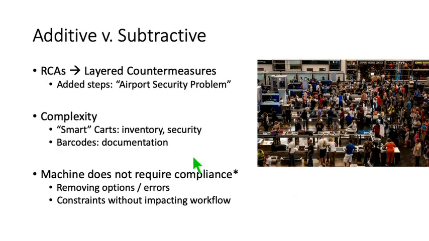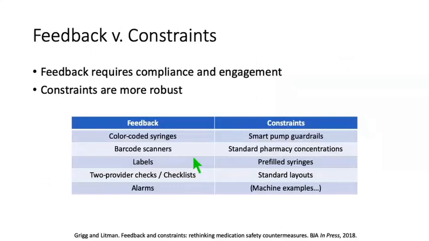If you think about our anesthesia machine, it doesn't require the same level of compliance and the same level of complexity. We've been able to remove options. We've been able to eliminate errors by taking things away, by making certain mistakes impossible, and by imparting certain constraints on what we do without impacting our workflow. I can still give all the gases I want, but it's really hard to put the wrong gas in the wrong vaporizer, right? So thinking about the difference between feedback versus constraints, I think this is really important.